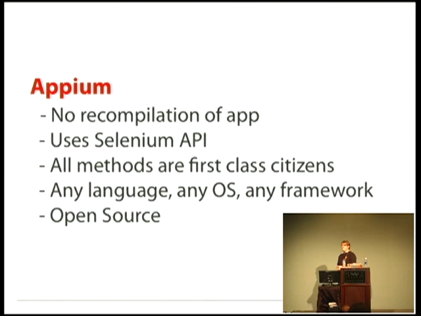And all the methods in Appium are first-class citizens. What I mean by that is we wrap the native test frameworks that these companies are telling you to use. So we take UI Automation and we wrap it, and we return Selenium responses from UI Automation. And that's what gets a lot of the benefit, that it's in that standard API. You can do this with any language. I say any OS, that's still a work in progress, that's a goal. But you can use basically any test framework that supports Selenium right now. And it's open source with a very active community of people who are contributing.